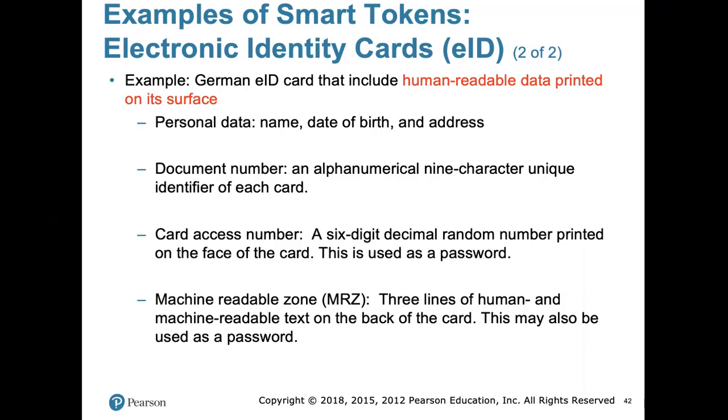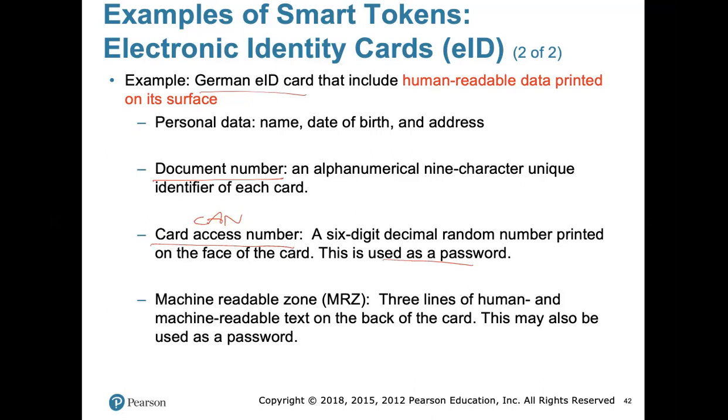But there is also some specific information. For example, we have the document number. I'm talking about this specific EID card issued by Germany, and they have a document number, which is an alphanumeric 9-character unique identification number for each card, and then they have the card access number, also referred to as CAN. This is a 6-digit decimal random number printed on the face of the card. Sometimes we will see in the functions that we define for these EID cards that it is used as a password for some applications.